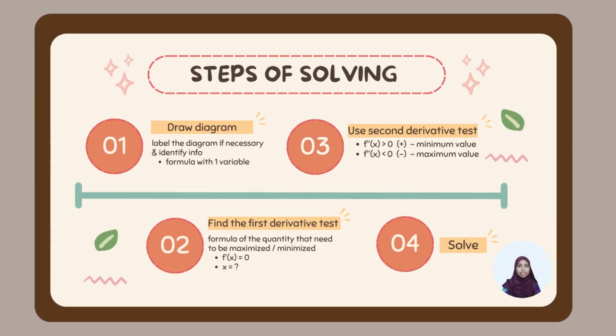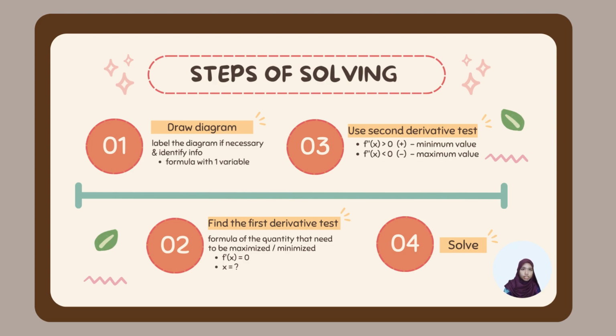The next point is the steps of solving the differentiation. There are 4 steps to do. The first one is draw the diagram. It is necessary to draw the diagram in order to identify the information. Second, find the derivative test. In this step, we need to let f'(x) equal to 0 to find the value of x.